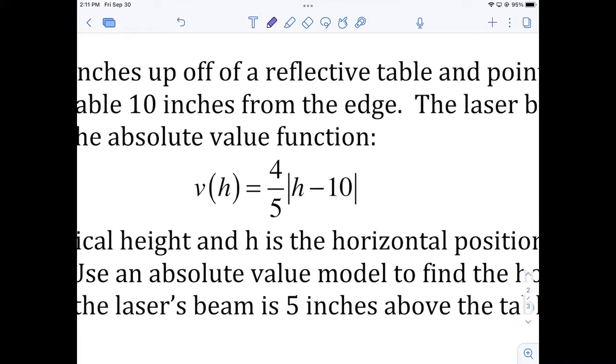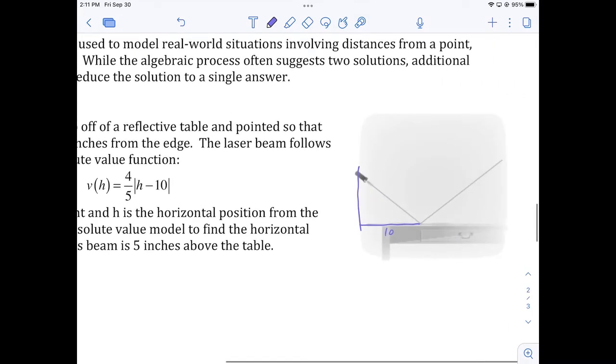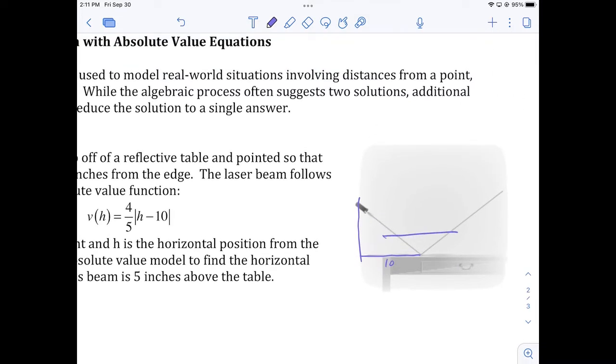Oh, thank goodness, they're giving me the equation. But notice it's not f of x, it's v of h, where v is the vertical height and h is the horizontal position. So notice the vertical height is a function of the horizontal position. Use an absolute value model to find the horizontal position or positions where the laser beam is 5 inches above the table. It might be here and it might be here. So this has to be 5.